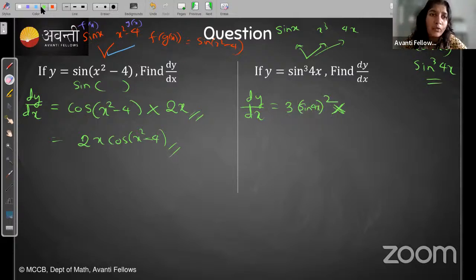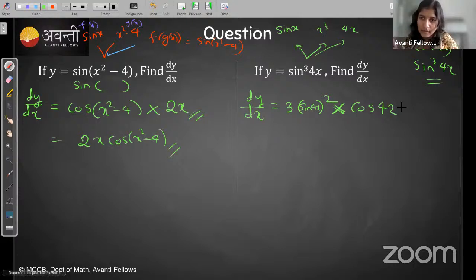Forget that 4x, okay? Tell me the differentiation of sin x. What is it? Cos x, right? So cos, in the place of x, what do I have? 4x. So I write 4x as it is.